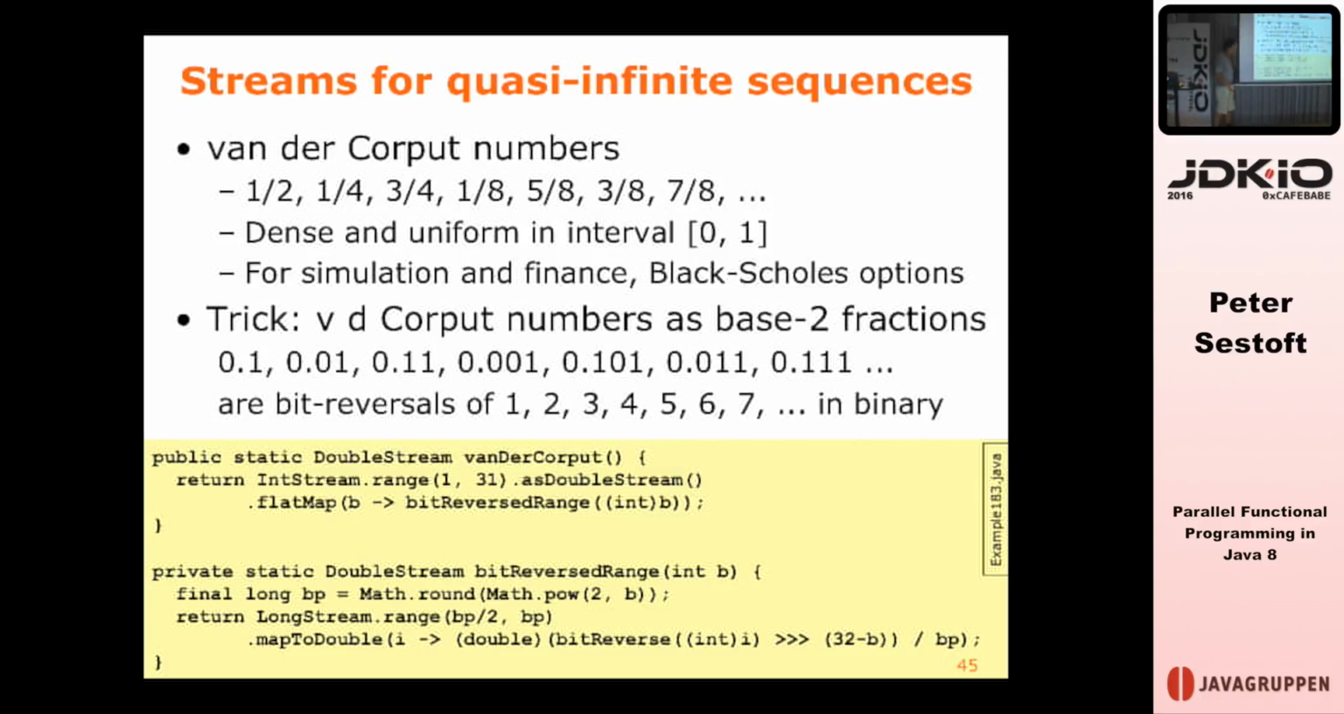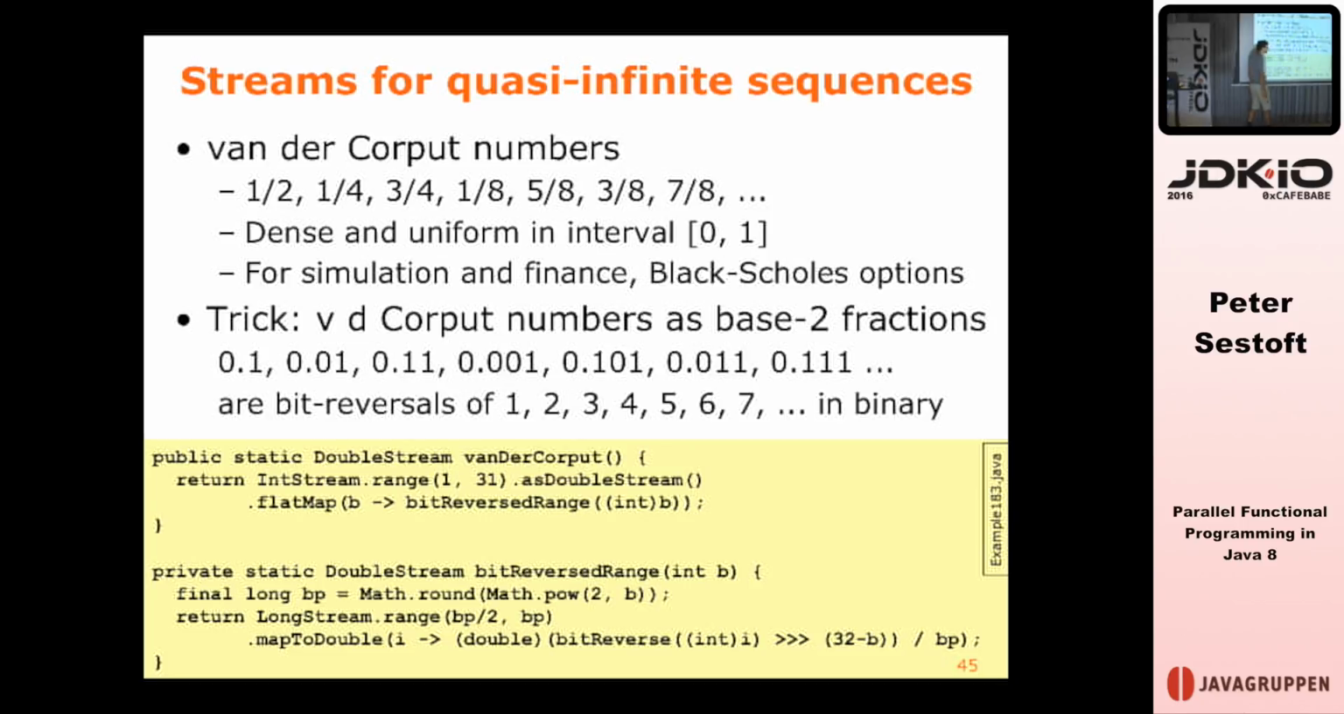So how can we generate these things? We want to generate them lazily, and consume them as we go. So there's a nice trick. If you look at these numbers and write them in binary, as binary fractions, you see half is 0.1, a quarter is 0.01, 3/4 is 0.11, 1/8 is 0.001, and so on. If you now read these numbers from right to left instead, you see here 1, 2, 3, 4, 5, 6, 7.